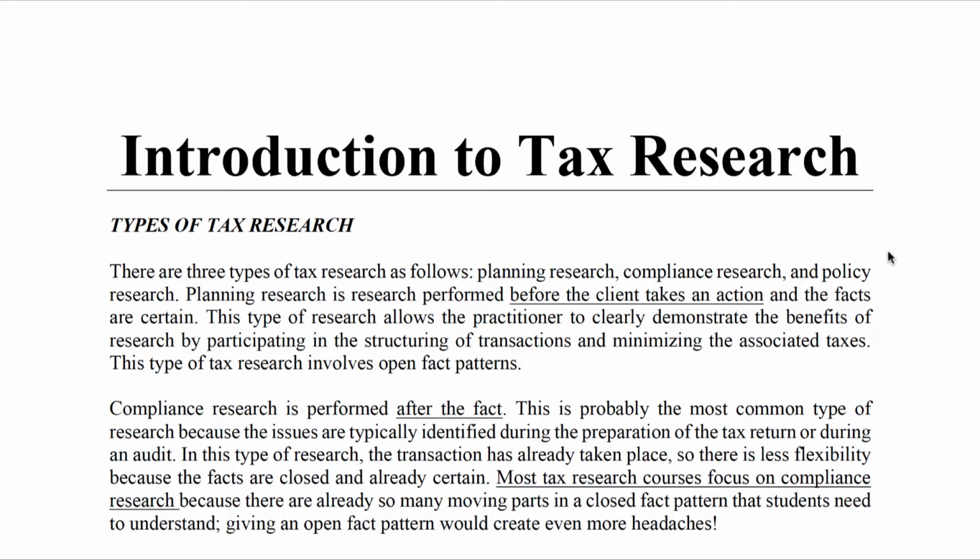The second type of tax research deals with compliance research. Compliance research is the most common of the types of tax research, and it deals with closed fact patterns. After the fact scenario, a client comes to you after the tax year is closed and says, these are the facts from the year. What are the tax consequences? Of the three different types of tax research, this is the most important because it lays the foundation for all tax research. We're going to really focus on compliance research as most tax research courses do.